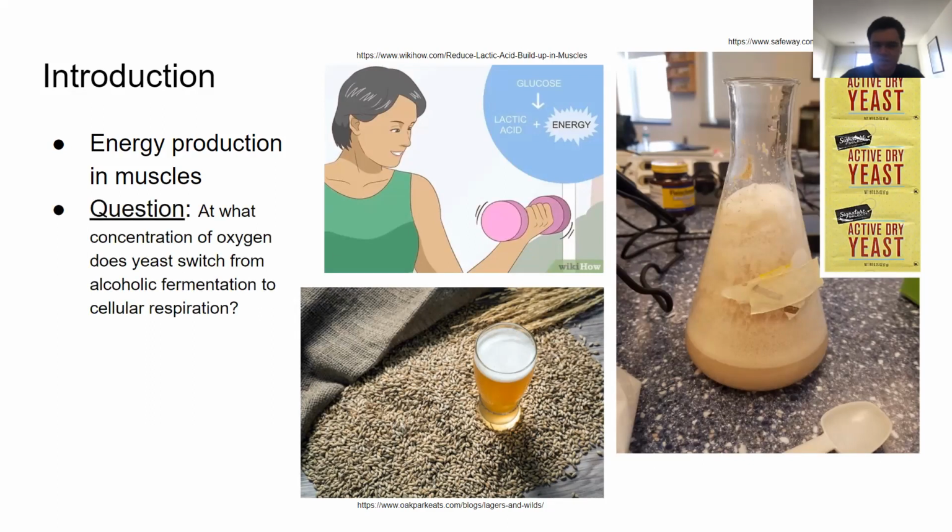Using Baker's yeast as our organism of study, our goal was to answer the question: at what concentration of oxygen does yeast switch from alcoholic fermentation to cellular respiration? In researching energy production mechanisms in the yeast Saccharomyces cerevisiae, we found that the question not only could have implications in relation to our bodies, but is also important in the production of drinking alcohol and yeast's evolutionary history.